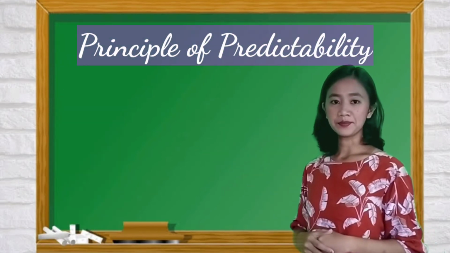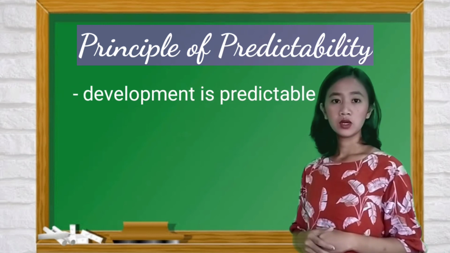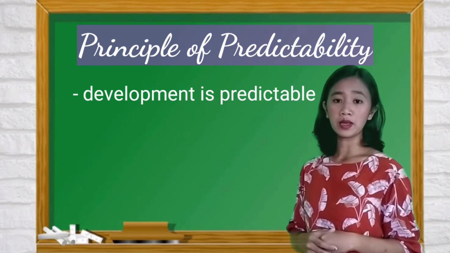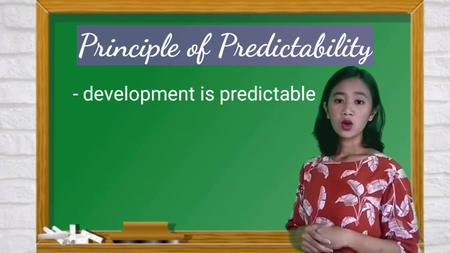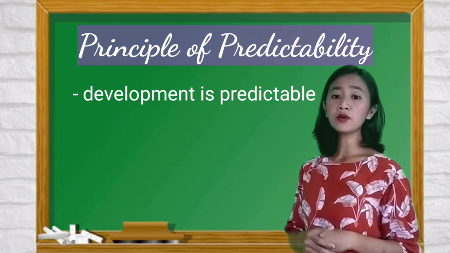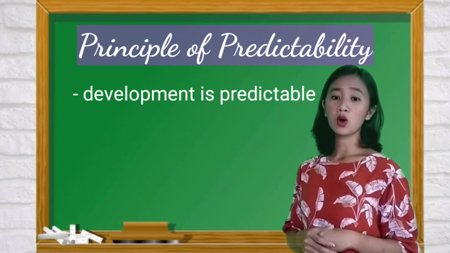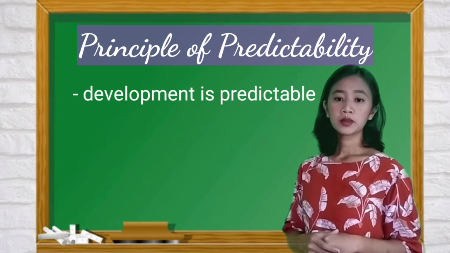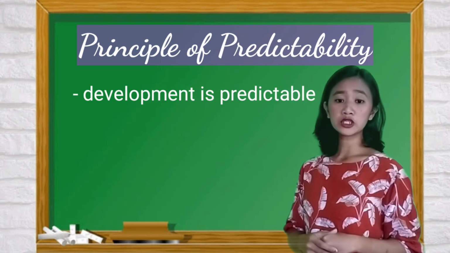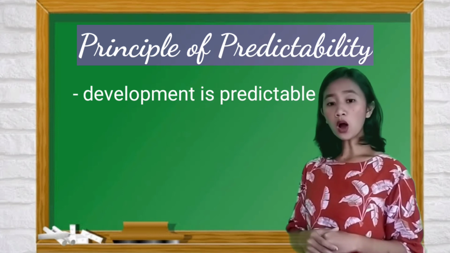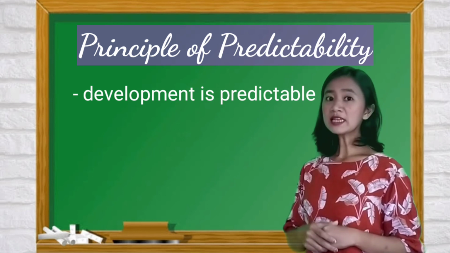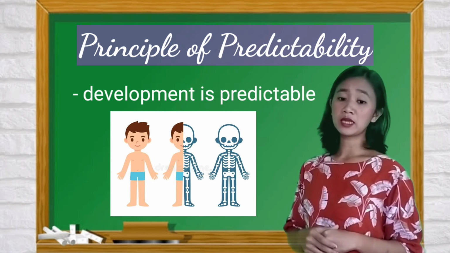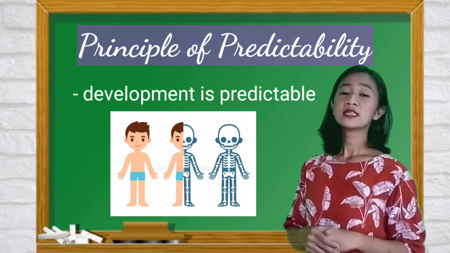Principle of predictability. Development is predictable, which means that with the help of the uniformity of pattern and sequence of development, we can to a great extent forecast the general nature and behavior of a child in one or more aspects or dimensions at any particular stage of its growth and development. We can know the particular age at which children will learn to walk, speak, and so on. For example, with the knowledge of the development of bones of a child, it is possible to predict his future structure or size.